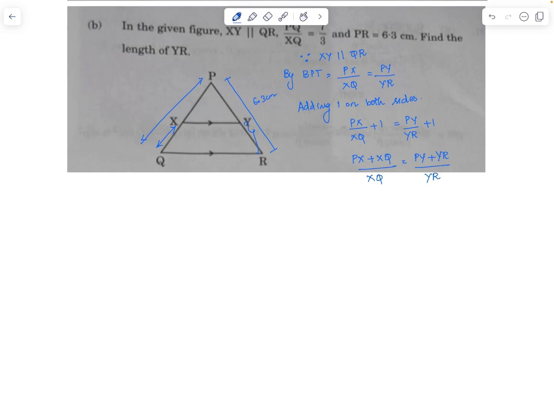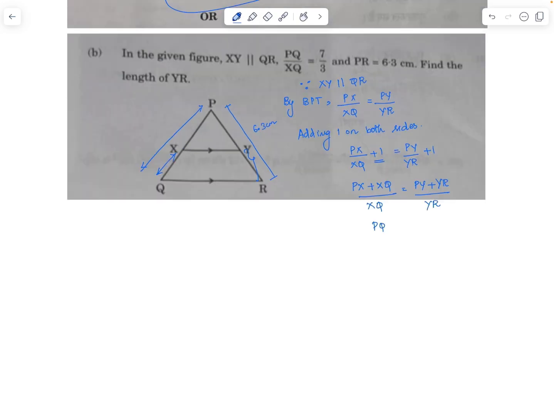Now on the left hand side numerator, PX plus XQ is the full length PQ. On adding plus 1, we bring in that XQ with PX and this PX plus XQ turns as PQ. We are trying to get the PQ here because the question has given PQ upon XQ as 7 upon 3.